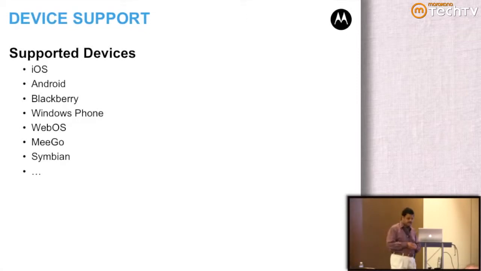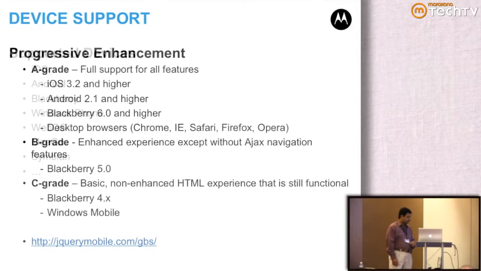One of the things that sets apart jQuery Mobile from jQMobi and Sencha Touch and the other frameworks is the breadth of support for almost all of the devices in the industry, right from iOS and Android and BlackBerry to Windows mobile phones, WebOS, etc.